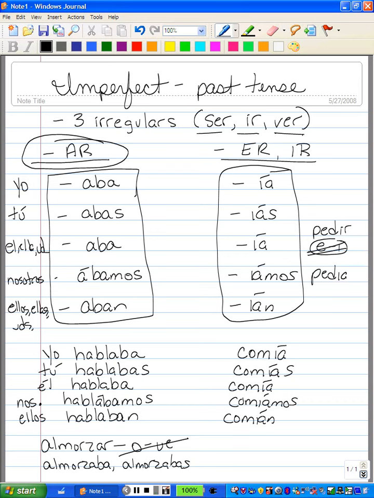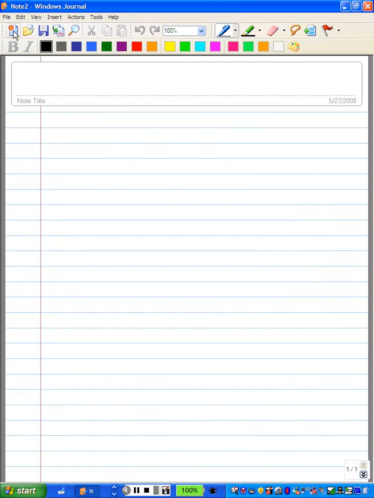So it is just pedía, pedías, pedía, etc. This should be a refreshing change from all of the other things that you've had to cram into your brain, because there are so many irregular verbs in all languages.